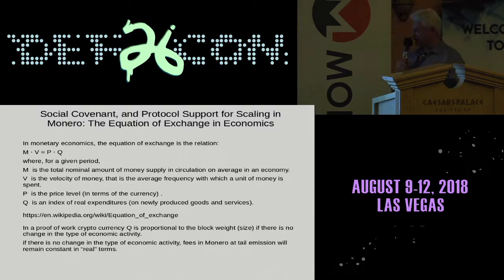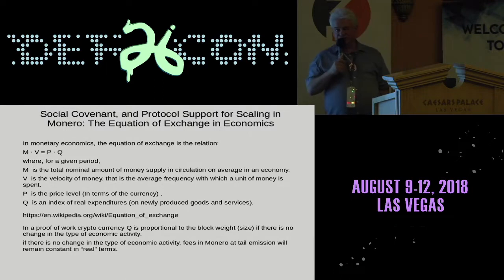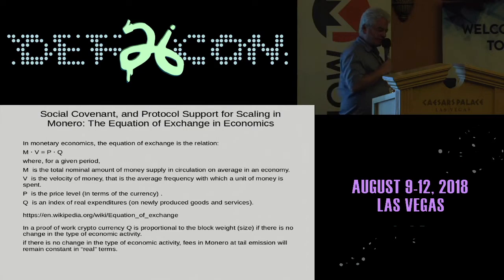The first interesting point that comes out of this is in a proof-of-work cryptocurrency, if we assume the economy doesn't change, we have the same types of goods and services, but we simply make it bigger, then Q is actually proportional to the block weight or size. So this has some real implications in the case of Monero: if we double the transactional activity, we have to double effectively the price of the currency.